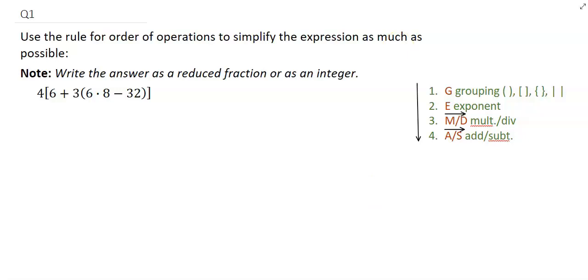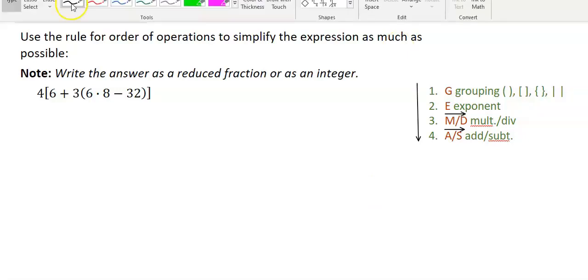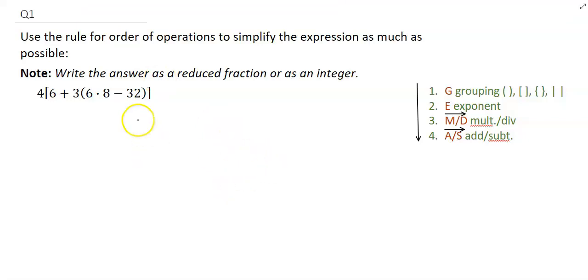Okay, so I identify here two symbols that indicate a grouping. So I see brackets here and here, and I see parentheses here and here. So one is inside the other. I start with the inner grouping. Anything that I'm not going to work with, I just repeat.